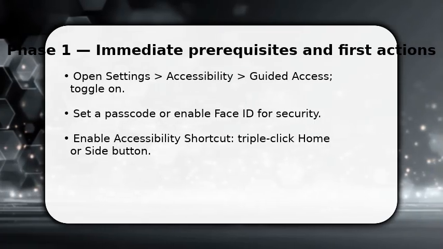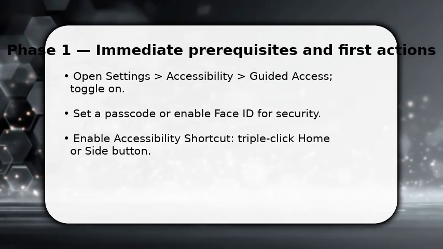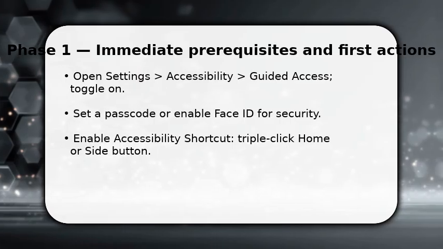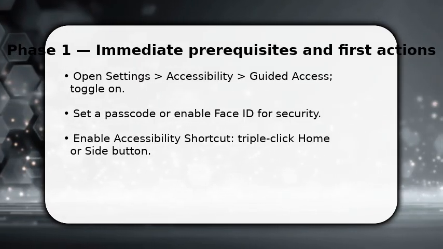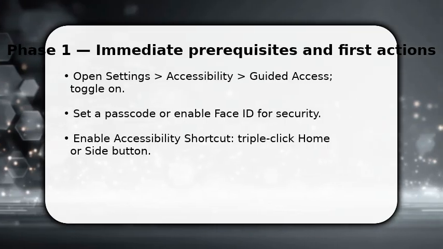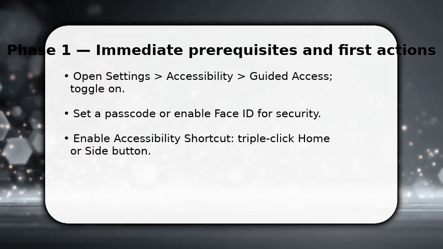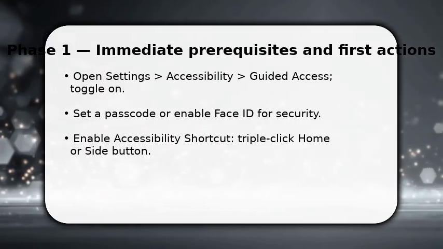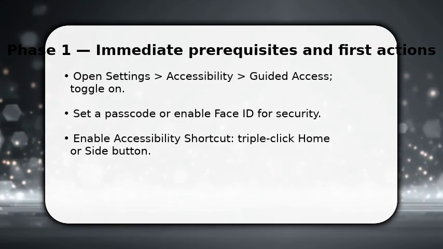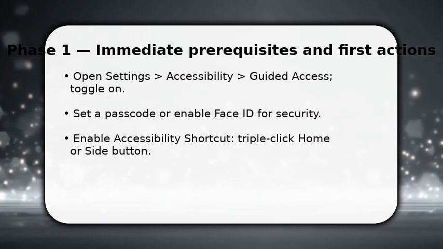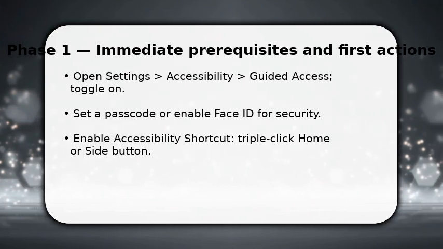You start by turning on Guided Access in Settings Accessibility, because this locks the device to one app and prevents interruptions. Once done, set a secure passcode and enable Face ID if available, so you can end sessions only when you want. Make sure the accessibility shortcut is active. Triple-click the Home or Side button to launch Guided Access fast. This is the first actionable step to prepare your device for playing PubG uninterrupted while controlling touch and motion.